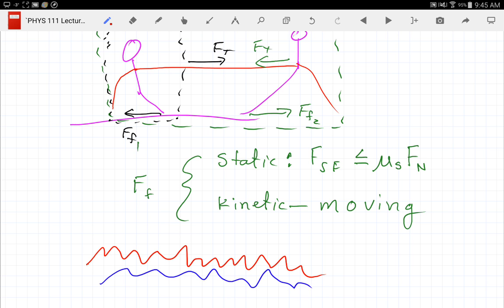Now that's static friction. If something is moving, the force of kinetic friction is equal to the coefficient of kinetic friction times, again, the force normal. The equations look the same, but there are two differences. What are the two differences?